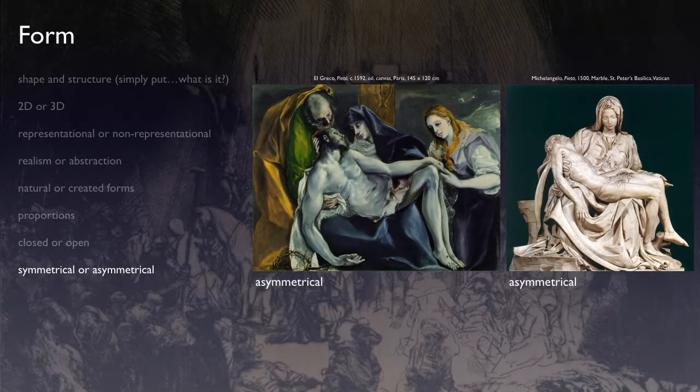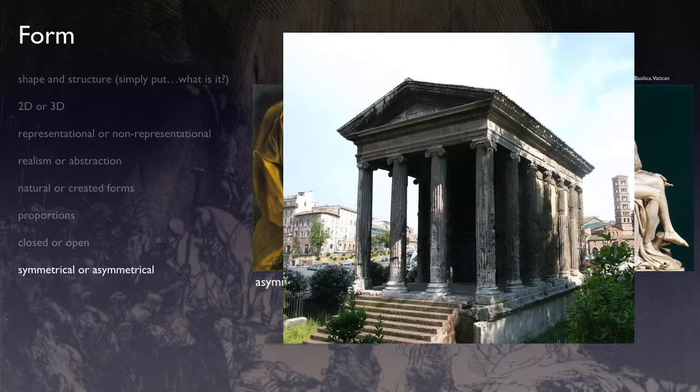And then we can look at symmetry. Both of these samples are asymmetrical. The left and the right sides of each one do not match up. This is a small temple from ancient Rome, and the front of the temple is symmetrical. The left side is identical to the right side.